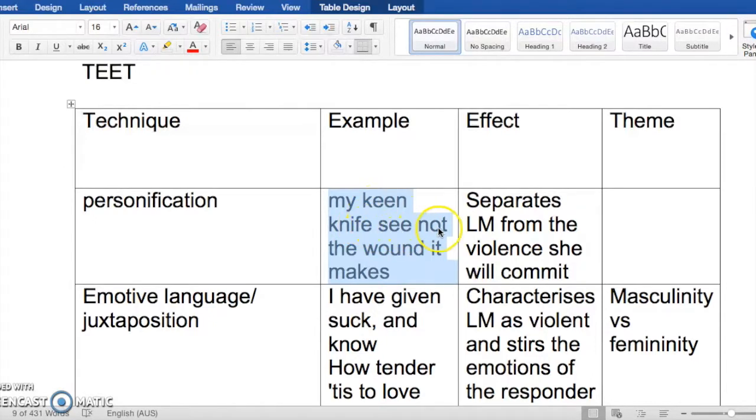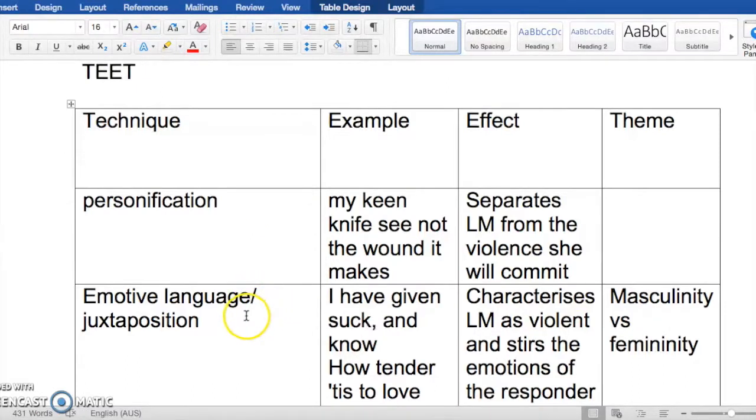Okay, "my keen knife sees not." The fact that the knife is alive and is personified means that the knife is the one killing, not her. This really shows her mental state at this point, that she's not ready to take responsibility for what she is doing. Now, the theme I've left open for you, but I'd probably put masculinity or femininity, which is the theme that we're going to talk about in the next example, but you can put it here as well.